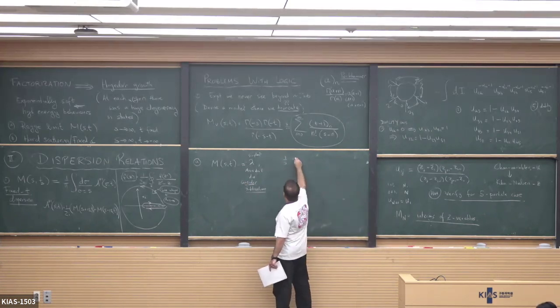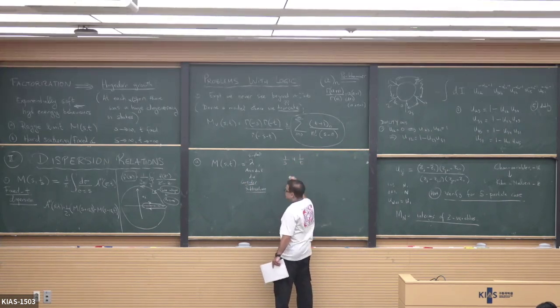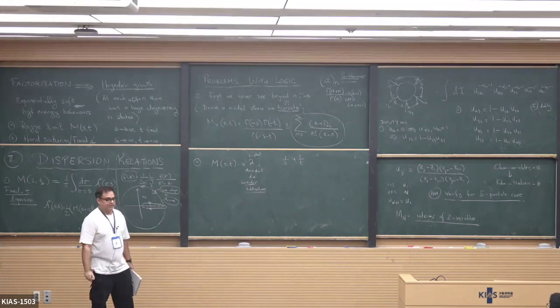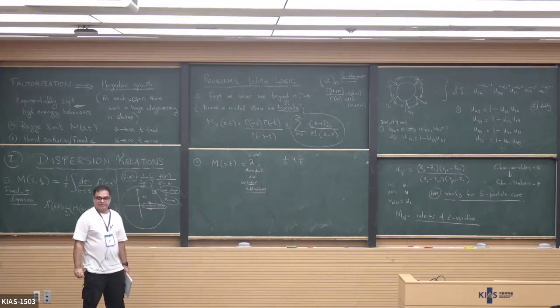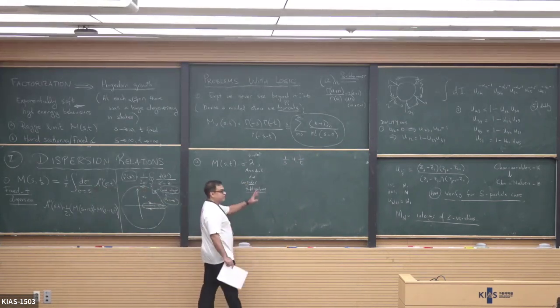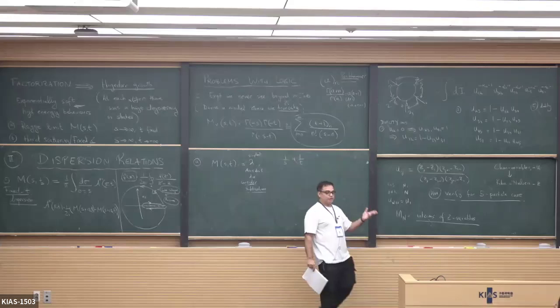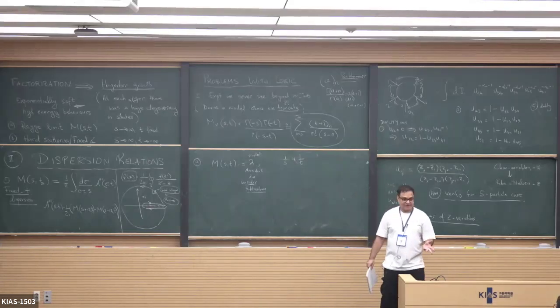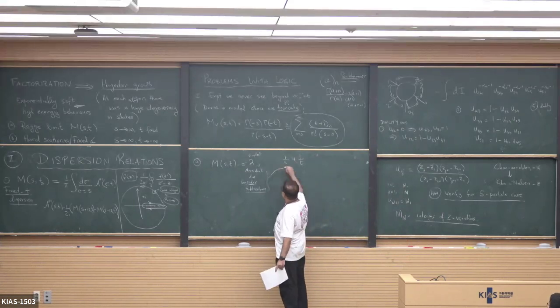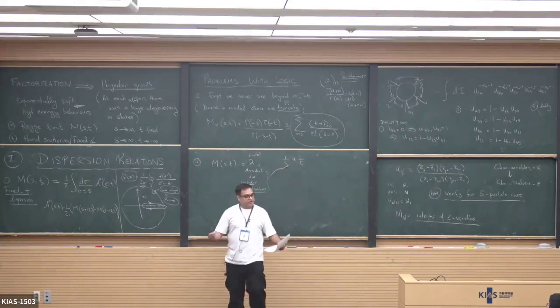So let's say 1 over S plus 1 over T. What do you think happens in this case? What happens in the large S limit but fixed T? It still goes to a constant. So this also has the same behavior as this. So these kind of amplitudes would still require subtractions.